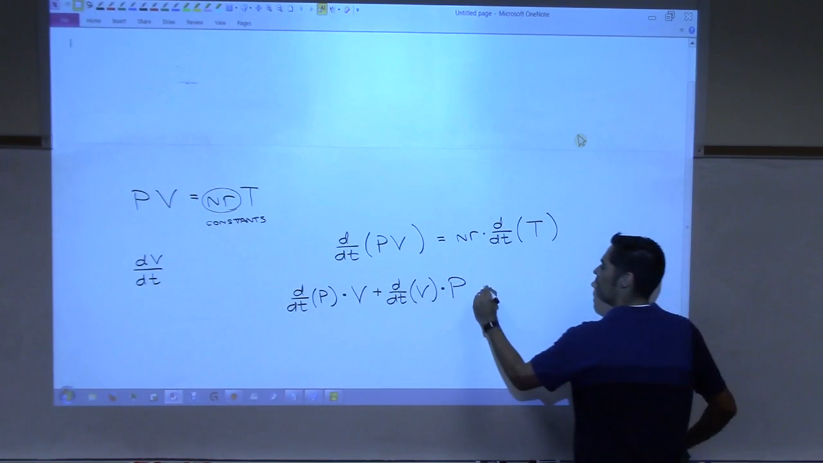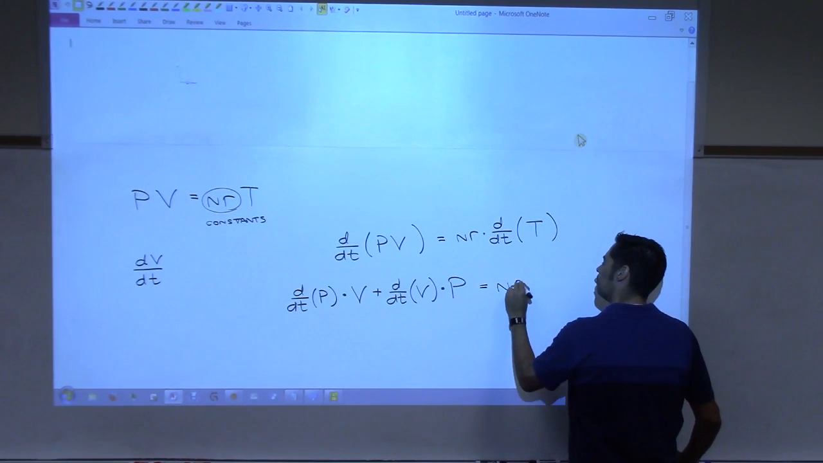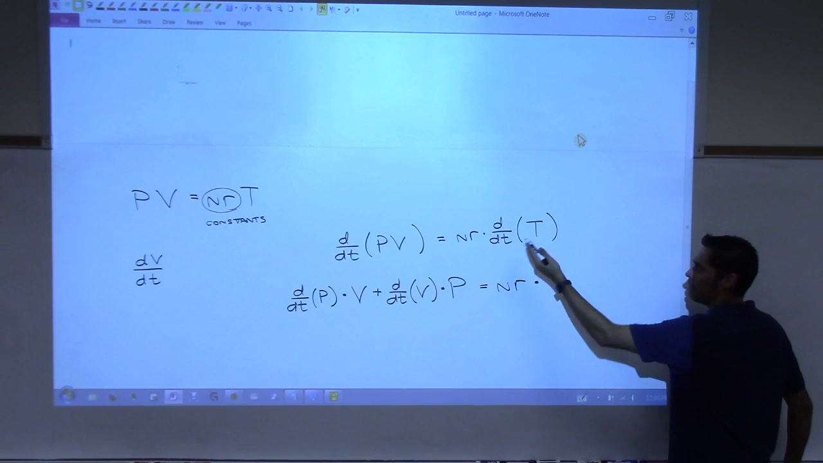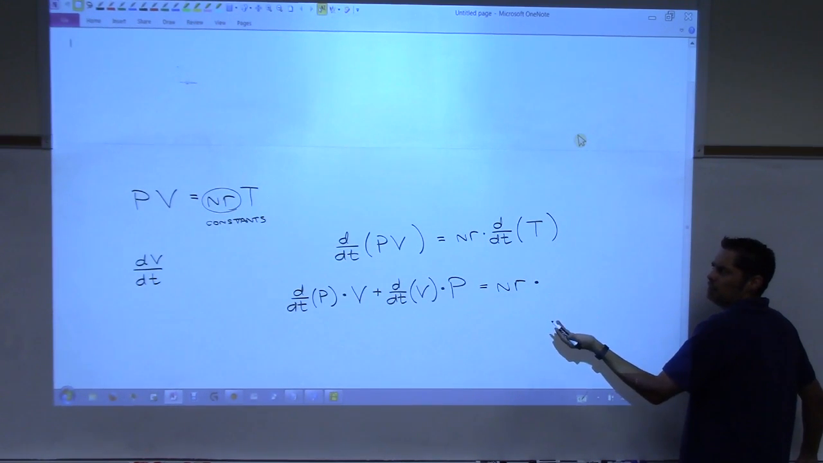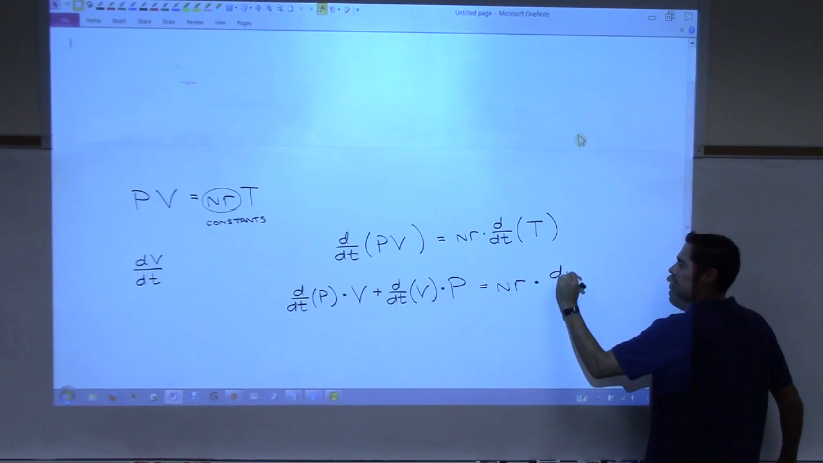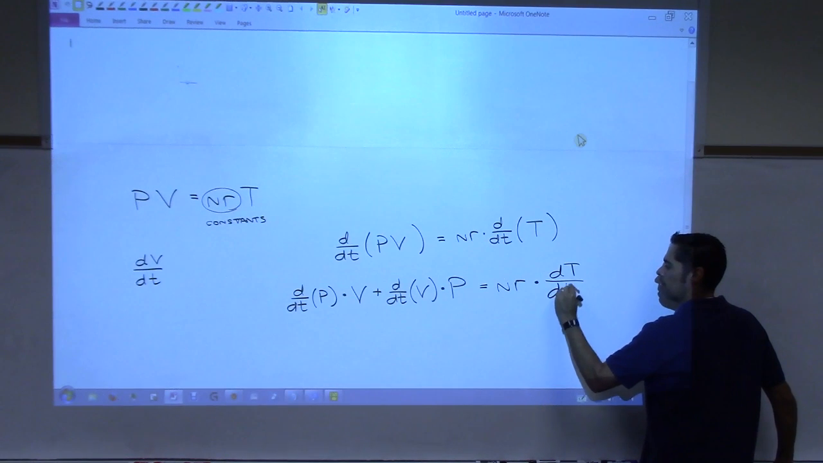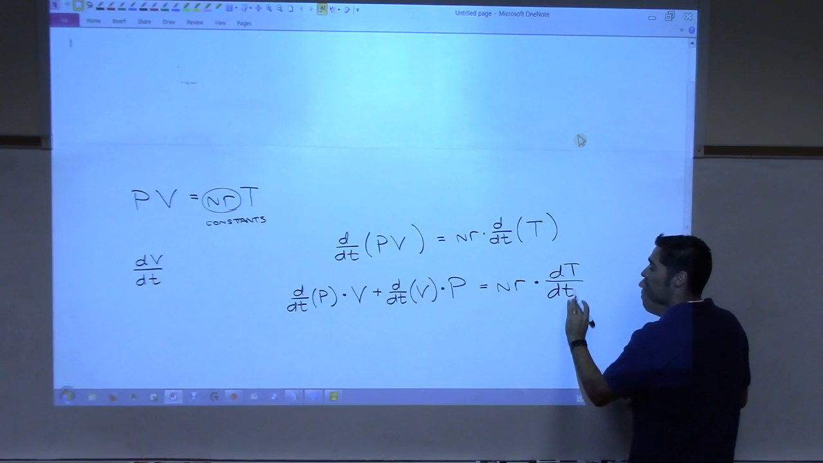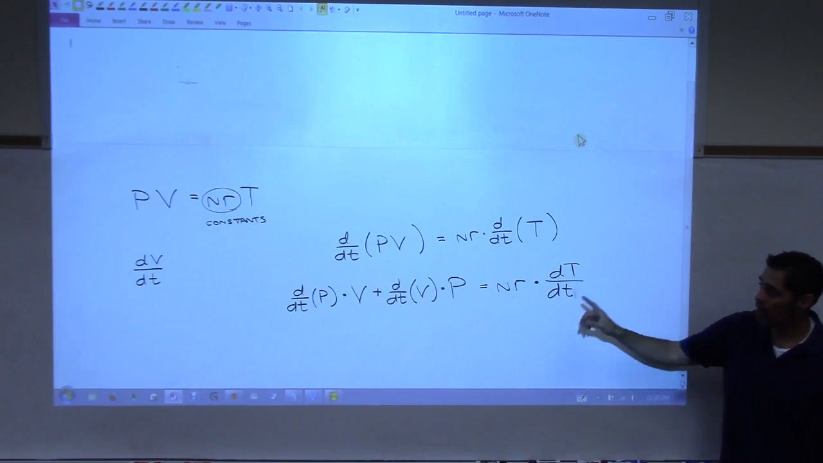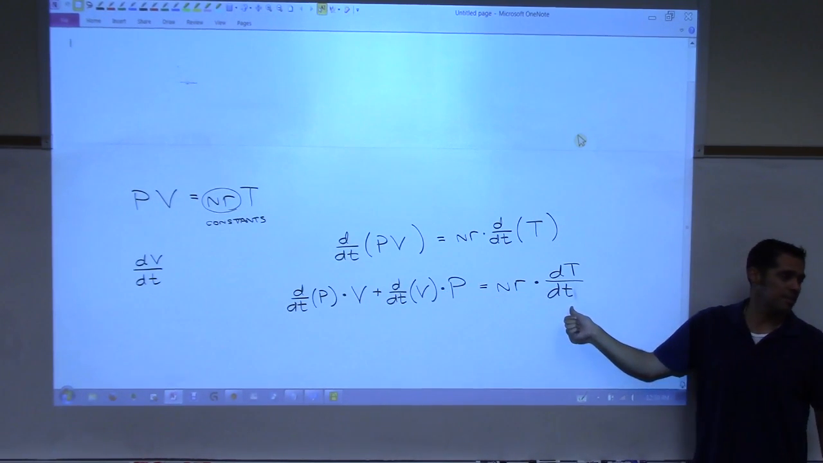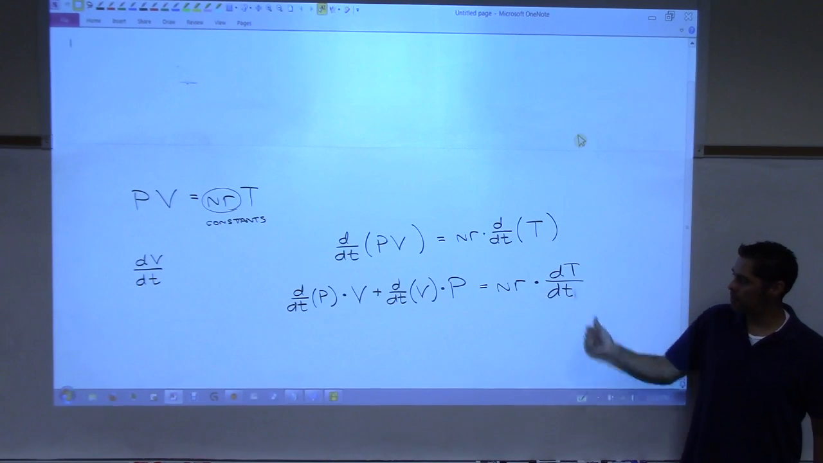Equals constants, nR, times the derivative of capital T with respect to little t would be 1? No, right? What is it? dT/dt. It's whatever that is. I don't know what that is, okay? I'm telling you, I don't know what that is. But in order to figure out what dV/dt is, I would need this. I would have to somehow get it.